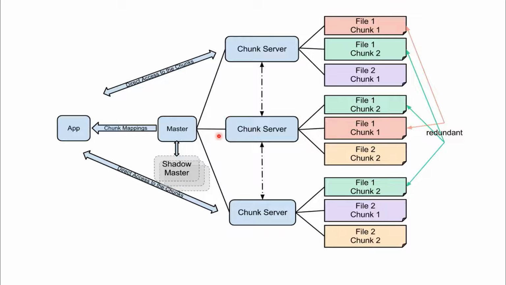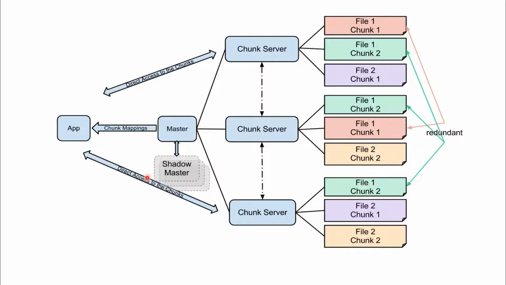And one other important thing is the shadow master. What happens when the master goes down or crashes? It is hardly a few MB of metadata, and recovering from the metadata hardly takes 2 to 3 minutes. In those 2 to 3 minutes, when multiple clients approach the master, the shadow master is available, and through the shadow master those client read operations happen successfully.